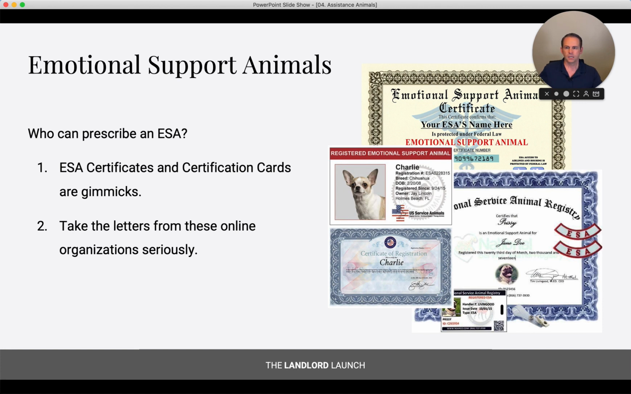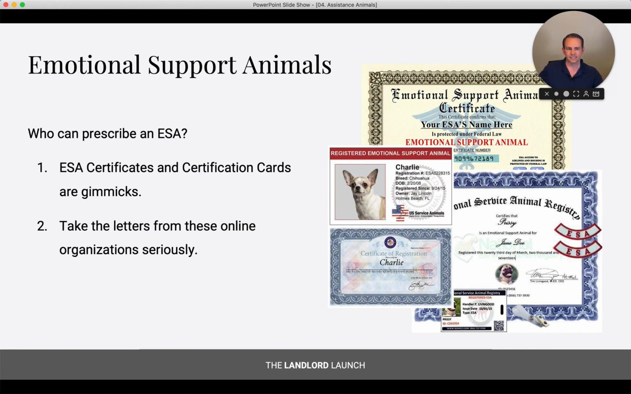Here we go. Here are some examples of some of those online certificates, online registration cards and training cards and all that stuff. These, generally speaking, you don't have to accept them. They're gimmicks or scams for the most part. If it is a serious organization that is licensed, they're going to have that ESA letter. They should have that license number on there. You should be able to verify it.